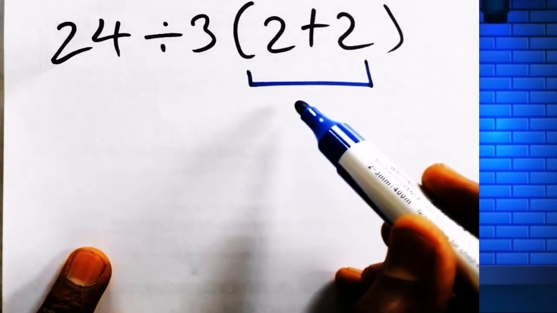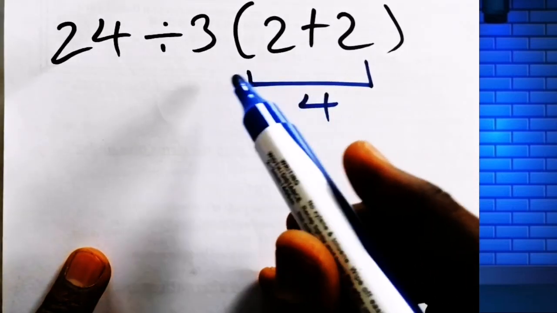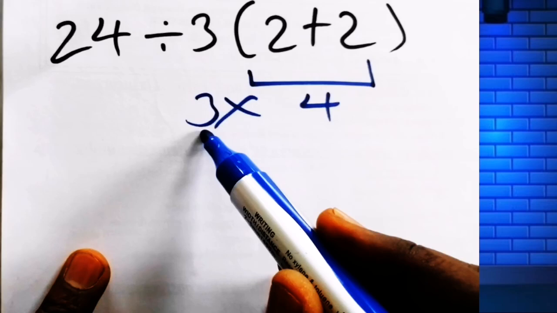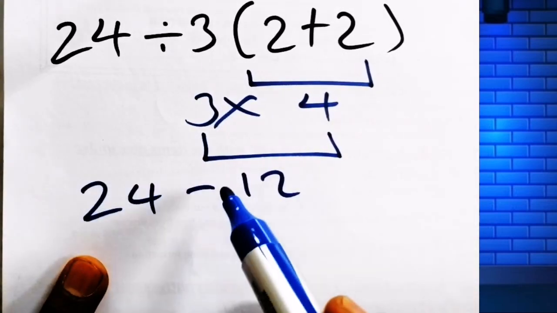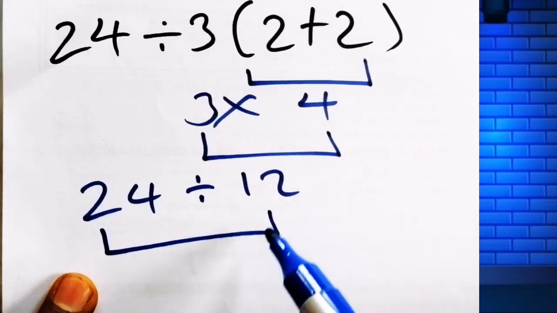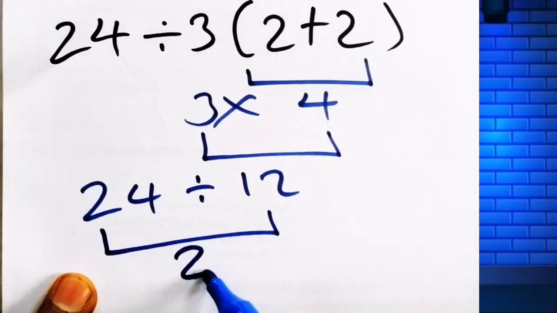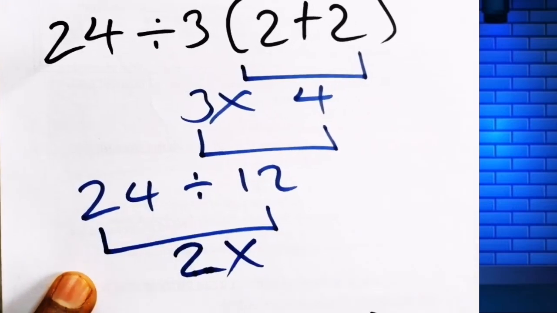2 plus 2 which gives us 4, and 3 times 4 which equals 12. Here 24 divided by 12 is just 2. But this answer is not correct.